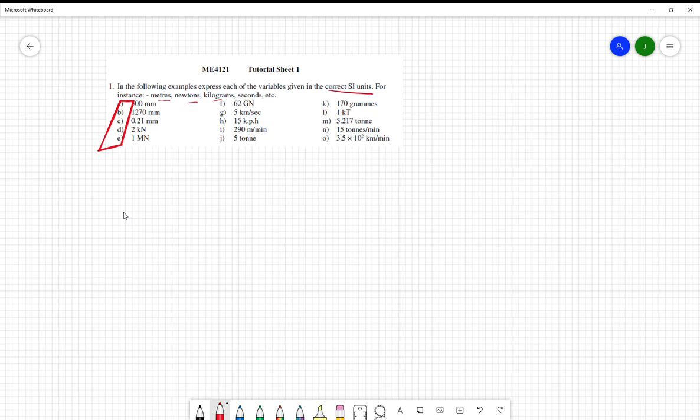question 1A through to E, and I'll give a couple of other examples. But for the moment we'll just concentrate on the first couple that are relatively easy, where we're just converting from millimeters to meters. And this is something that will be in the exam.